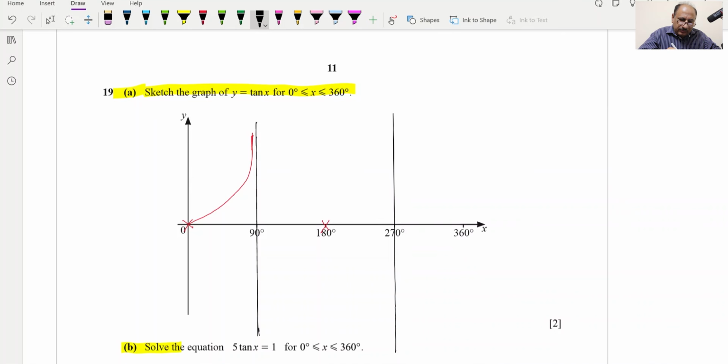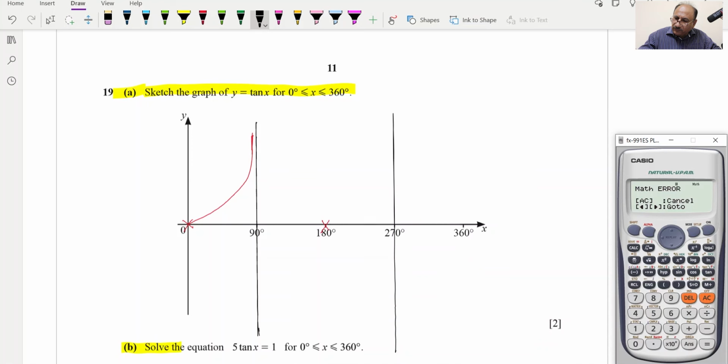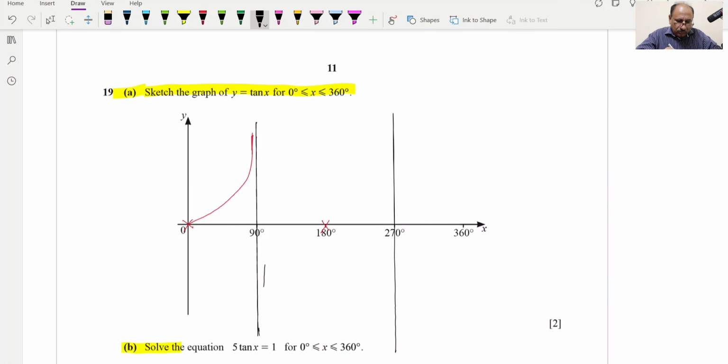And if we take something like 95, that will be a negative value. So we can check for that one. Tan of 95, not minus 95, 95, will be a negative value. So this side is going down. This side is going down. I'll draw with the same color.